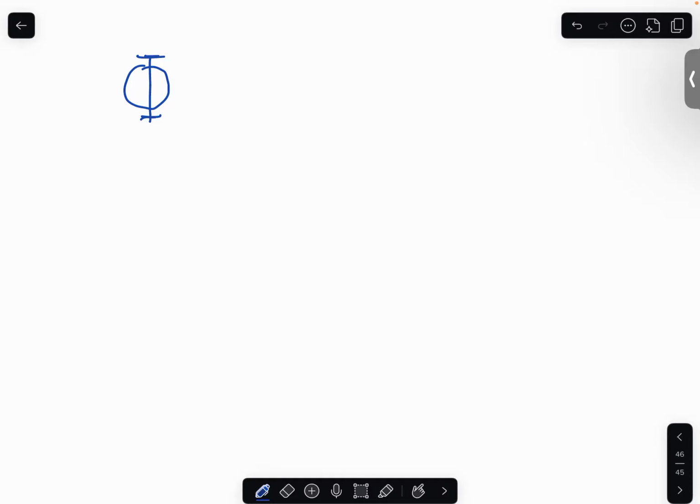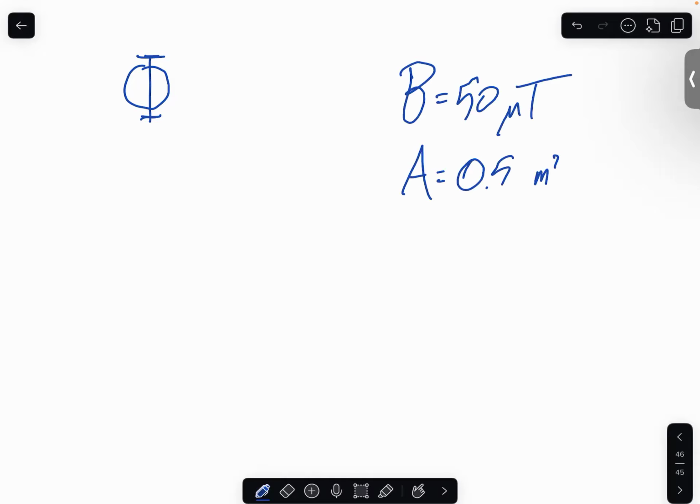If I tell you that the magnetic field of the Earth is about 50 microtesla, and if I tell you that the cross-sectional area is half a square meter, how much flux do you got?